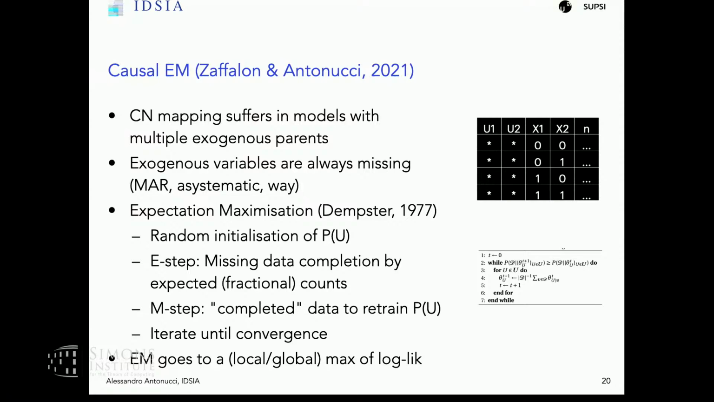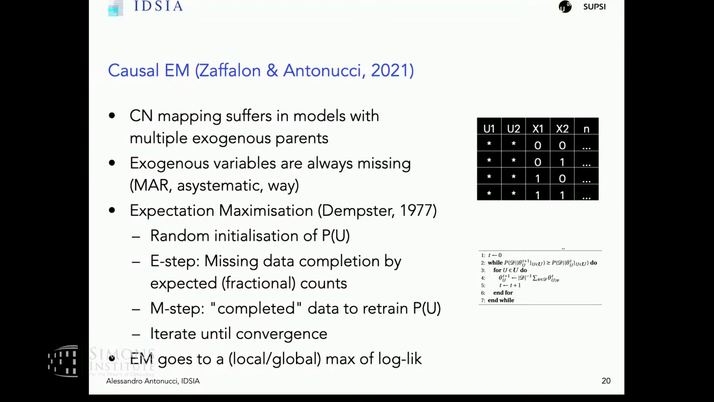Because the latent variables are missing. By definition, they cannot be observed. So they are missing at random. So we are in a setup for running the EM algorithm. I will detail this algorithm a bit, but this is basically what we can do.